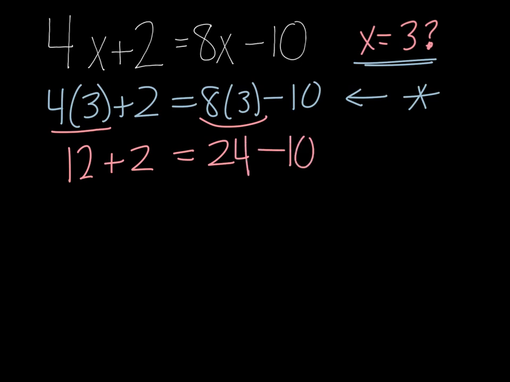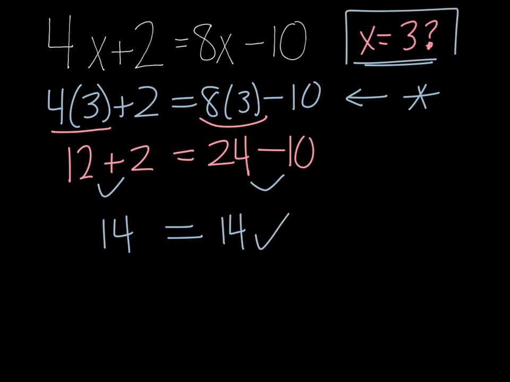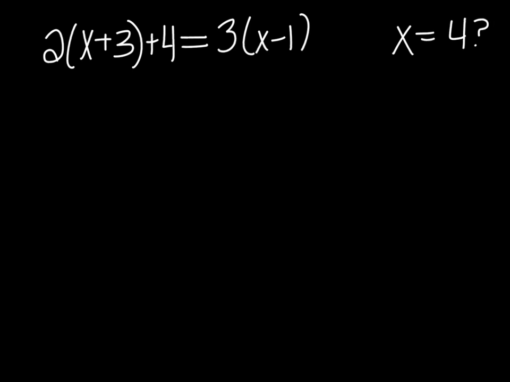Okay, so far I just multiplied and then I rewrote my new equation. And then I have 12 plus 2, which is 14. And on the right side, I've got 24 minus 10, which is also 14. It checks. I know that x equals 3 was a solution to my equation because the left side equaled the right side when I substituted it back in. All right, let's try another one.